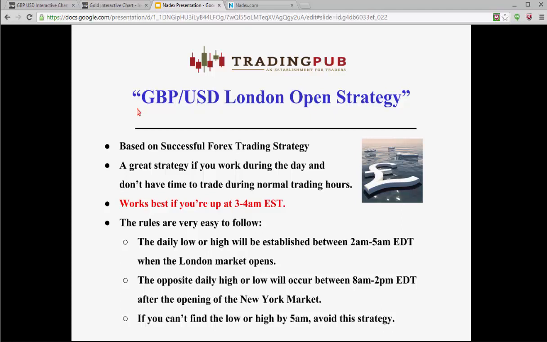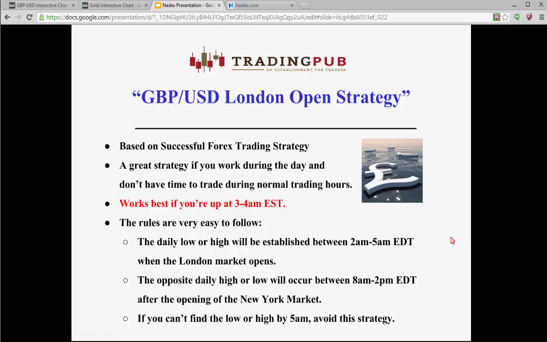And it's called the London Open strategy. And basically, this is a plan. You have to be an early riser to really do this one well. You want to be up around 3 o'clock Central Time, or 3 or 4 o'clock Eastern time. The rules are super simple to follow once again.